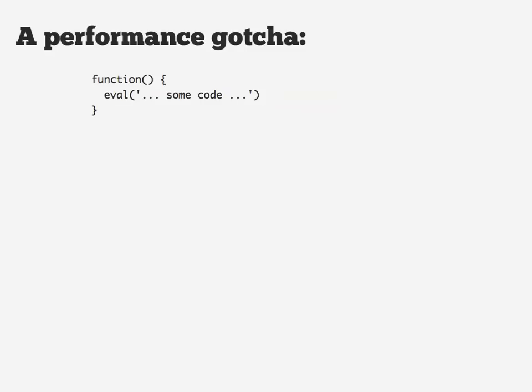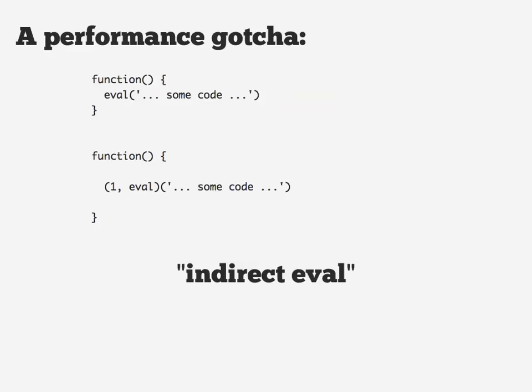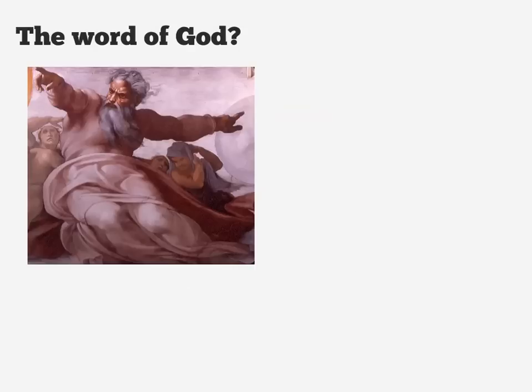Incidentally, there is a curious performance issue you should be aware of, because normally the code in the eval is evaluated within the scope of the enclosing code, and for some reason that's much slower than regular program code. However, if you use an expression that resolves to eval, like (1, eval), then this triggers a shortcut that breaks some of the scoping rules and makes it fast again. And for the gory details on that, Google for indirect eval.